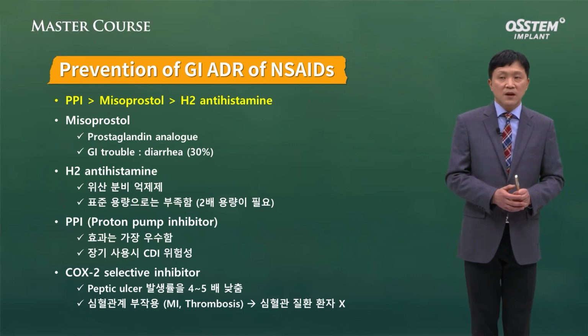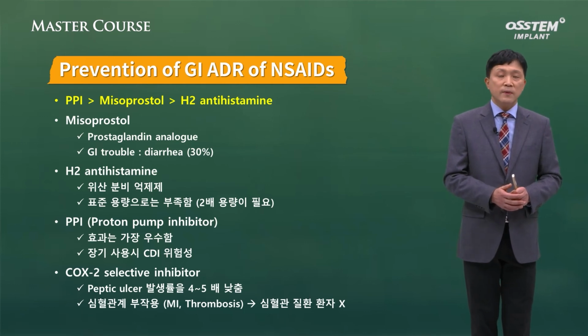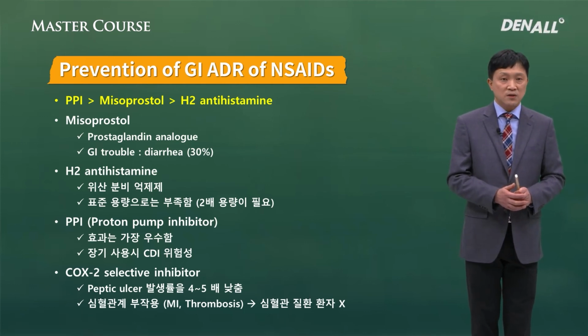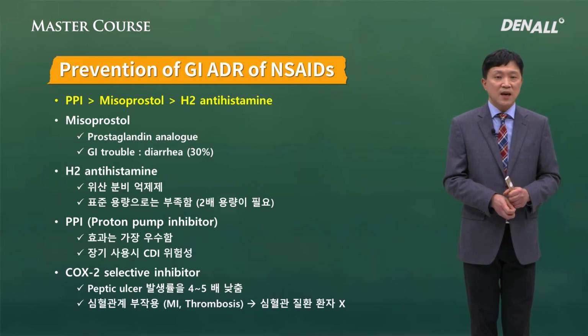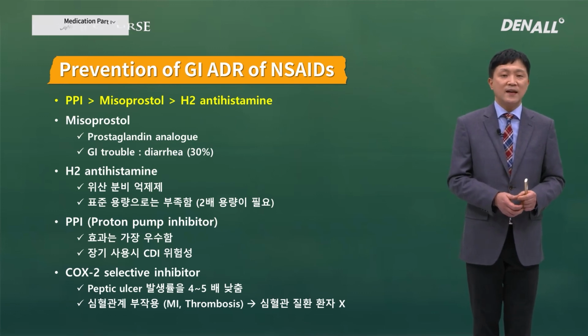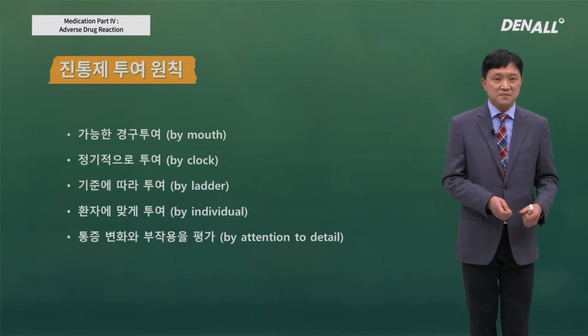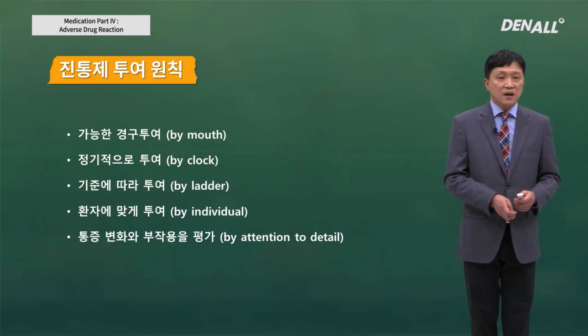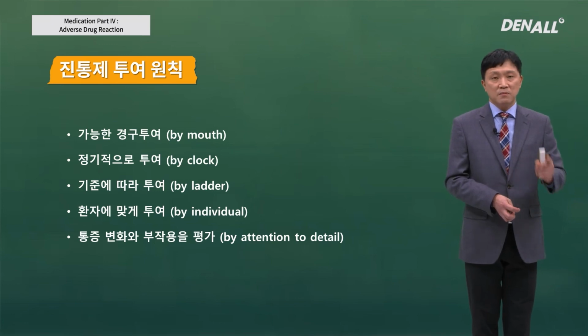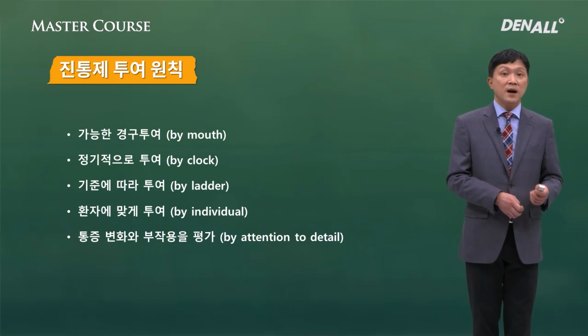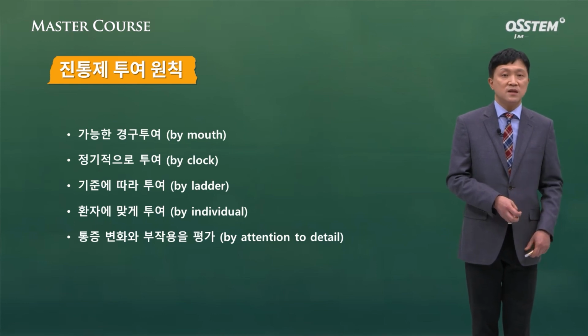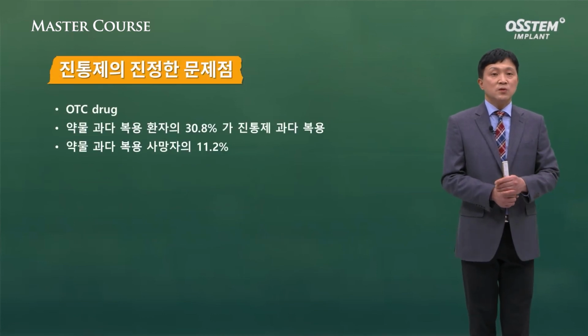Next, COX-2 selective inhibitor. Only COX-2 is inhibited. This lowers the peptic ulcer incidence rate 4 to 5 times, but it can cause CV-related ADRs, so it should not be used on cardiovascular disease patients. The principles of analgesic administration: it should be by mouth as much as possible so that patients can stop using it when they are okay. By clock, by letter, by individual; pain change and ADRs need to be evaluated to adjust the drug.